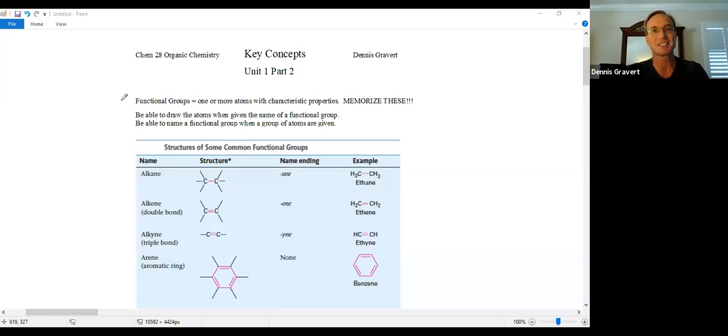Today we are going to talk about functional groups. Turns out that the entire year of organic chemistry is organized around functional groups. So, what are functional groups? It's a pretty generic definition, not too descriptive. It's just one or more atoms, a group of atoms with characteristic properties. Yeah, okay, that's really generic.